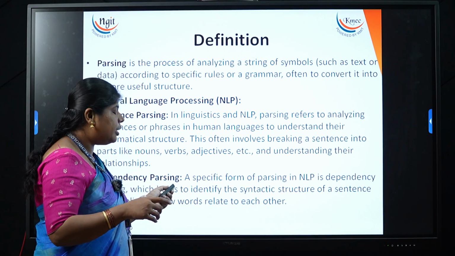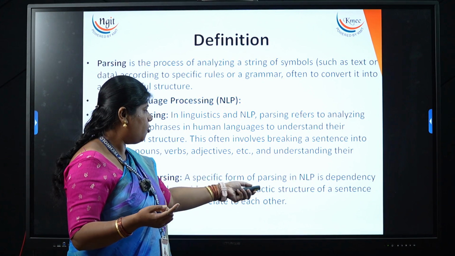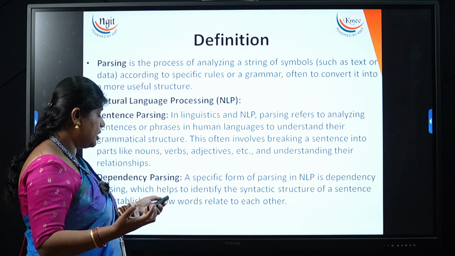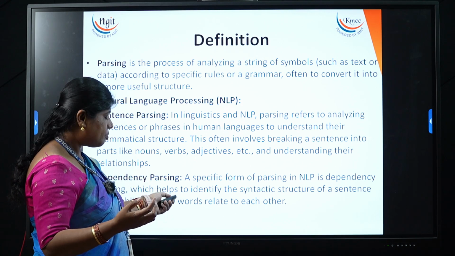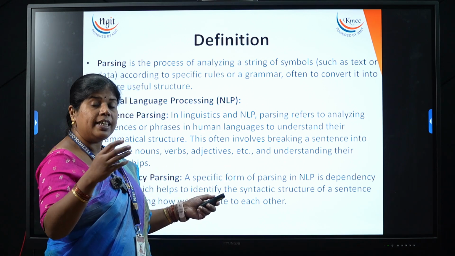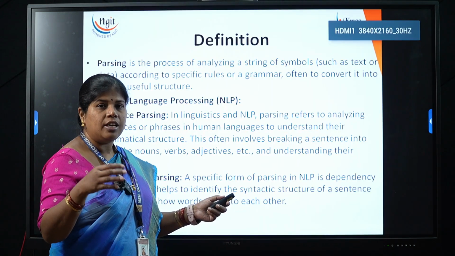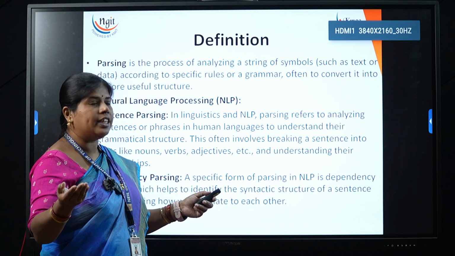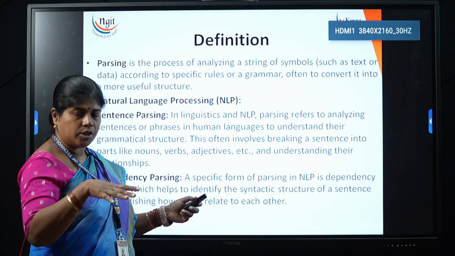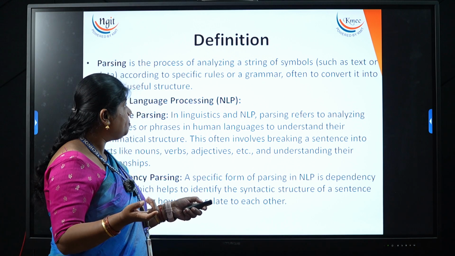Okay. Now another kind of parsing is dependency parsing. It is also a specific form of parsing where you are trying to understand the dependency. Now what is that dependency? The words inside your text are related to each other. They are dependent on each other. For example, artificial. When I say artificial, immediately you will say artificial intelligence. So intelligence is related with artificial. That dependency I am trying to analyze in dependency parsing.